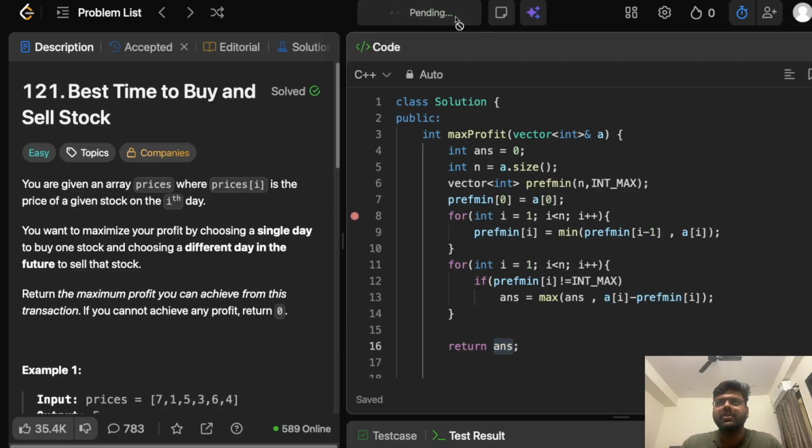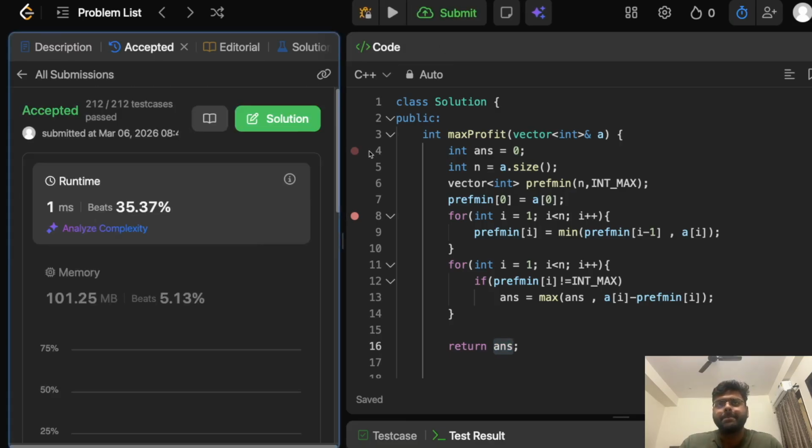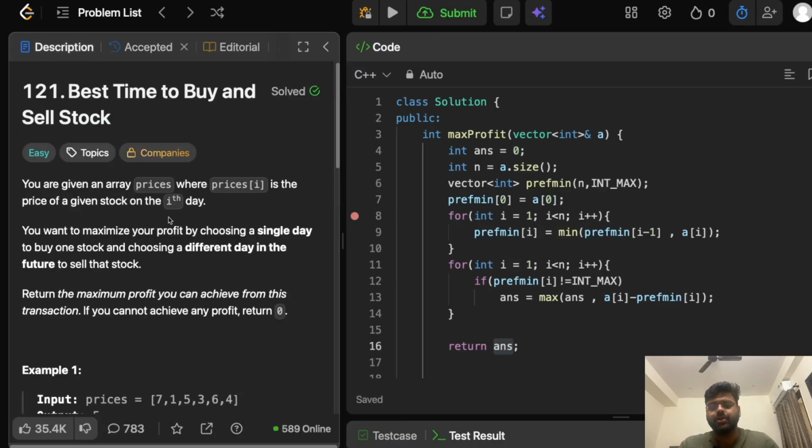And if we try to submit this problem, yeah, it would get accepted. And so this is how we are solving this particular problem.